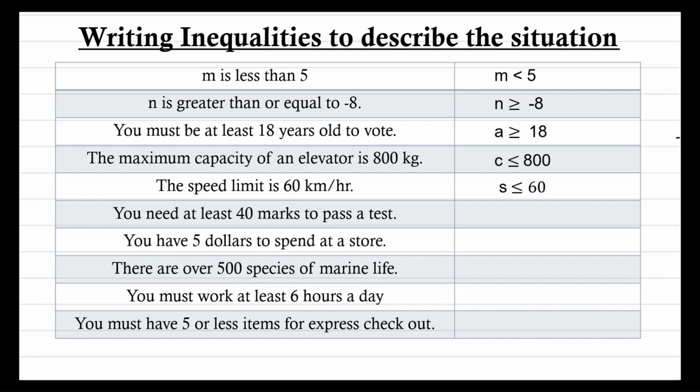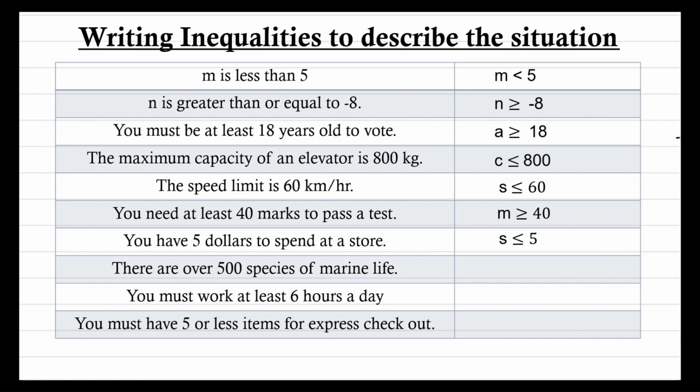You need at least 40 marks to pass a test. So at least 40 means you should have 40 or more than 40. So your mark should be more than or equal to 40. You have $5 to spend at a store. So you can spend 5 or less than 5. Can you spend more than 5? No, you don't have it. So you can spend less than 5 or equal to 5.